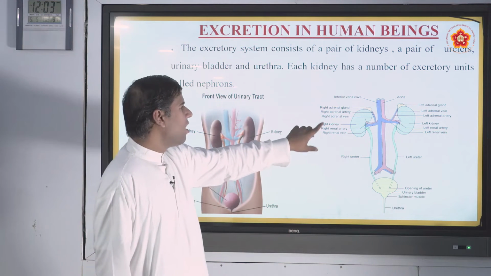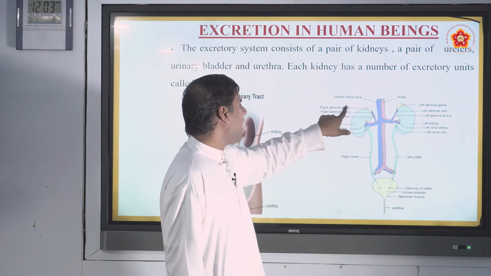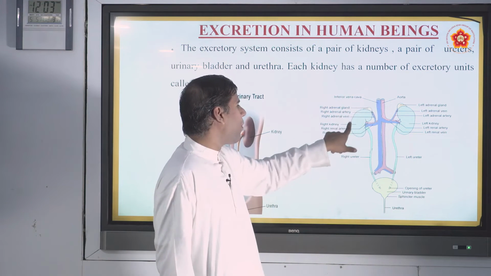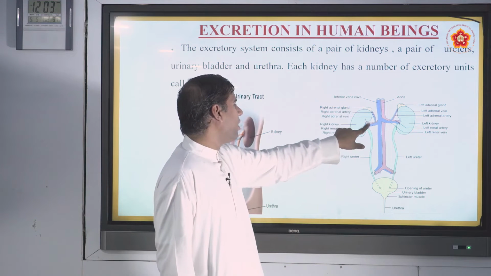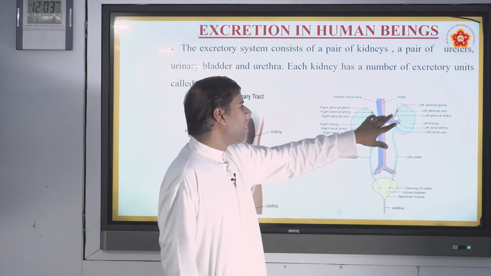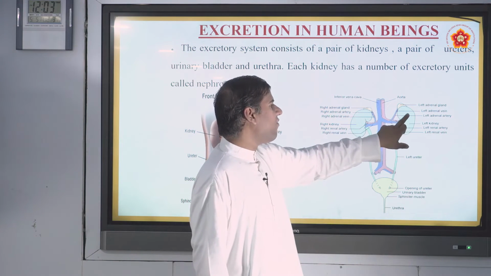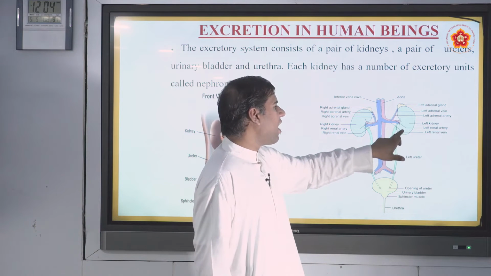Let's go into detail here. You have the inferior vena cava and the aorta passing through here, and the right adrenal gland on top of the kidney, and the right artery and the right adrenal vein, so this is the right kidney and the right part. Here you have the left part, where you have the left adrenal gland, the left adrenal vein, the left adrenal artery, the left kidney, and the left artery and vein.